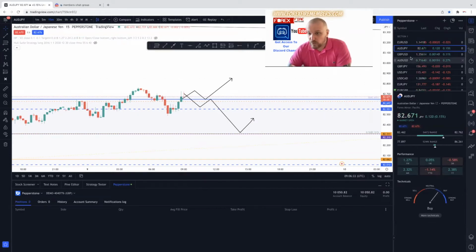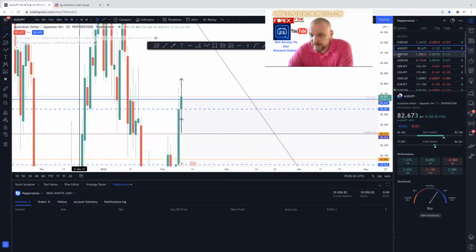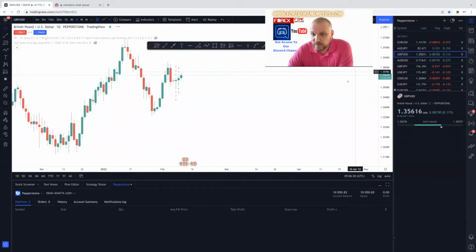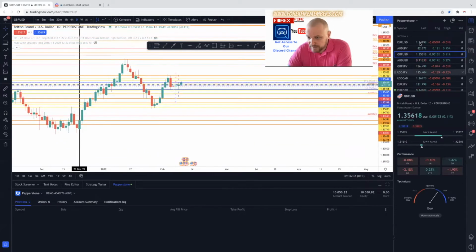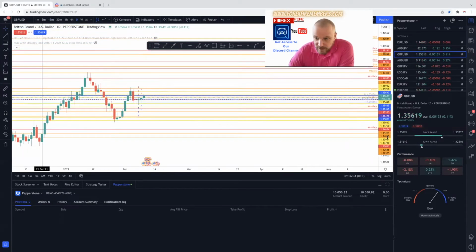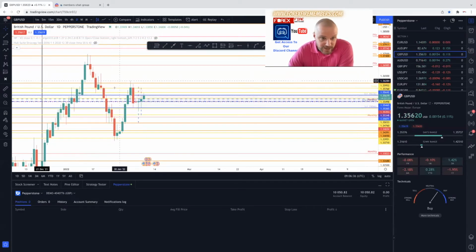So we've got an alert set, that's on the AUD JPY. Let's take it back up to the daily and go to the GBP USD, and we'll work down the candles that I've got set up at the moment. So again, yellow is the daily, orange is the weekly, red is the monthly, okay, on this.